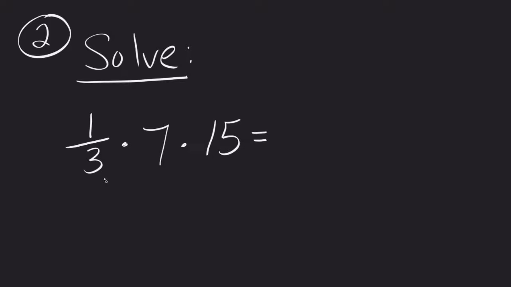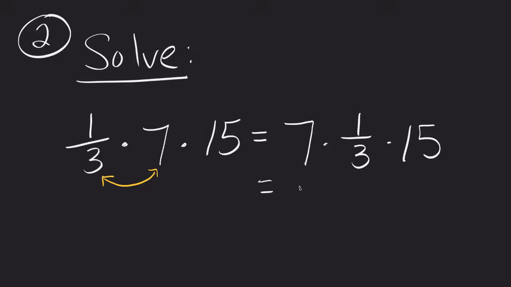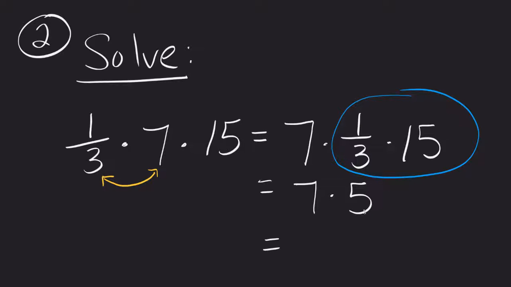But if I could move these around, if I could switch those positions by commuting them, I could put the 7 in the front, and I could take the 1/3 and move it next to the 15. By doing that, I can now say, what's 15 divided by 3? Well, that just becomes 5. And then 7 times 5 becomes 35.